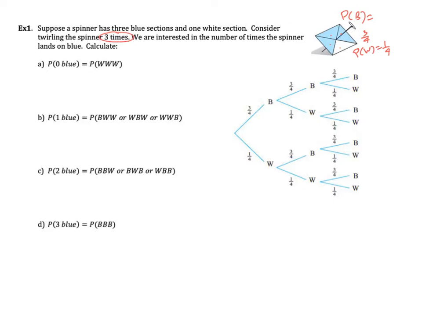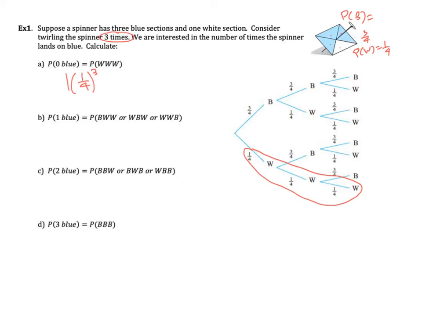All right, so letter A, it says find the probability that you're going to get 0 blue. In order to get 0 blue, we need to get white, white, white. So there's one way of getting white, white, white. That's 1/4 times 1/4 times 1/4. So that's just 1 times 1/4 to the 3rd power. We're not going to calculate the probabilities. We're just going to leave them like this for now and see what our pattern is.